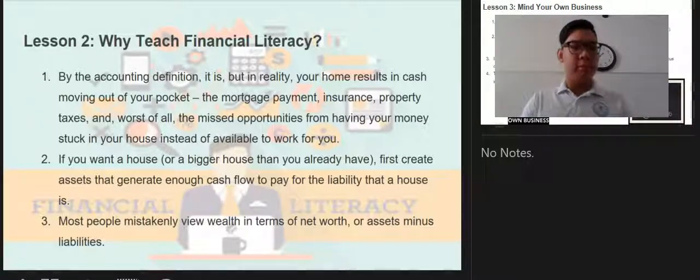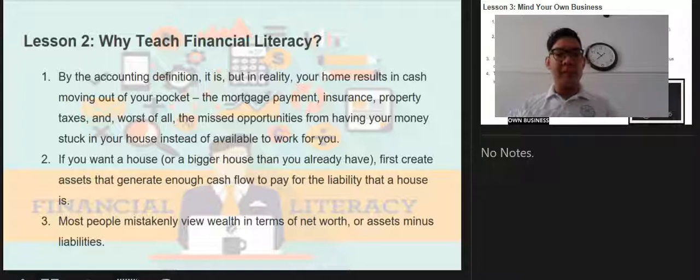For lesson 2, why teach financial literacy? The first point: by the accounting definition, a home is an asset, but in reality, your home results in cash moving out of your pocket: the mortgage payment, insurance, property taxes, and worst of all, the missed opportunities from having your money stuck in your house instead of available to work for you.